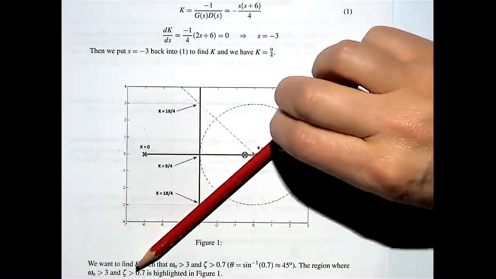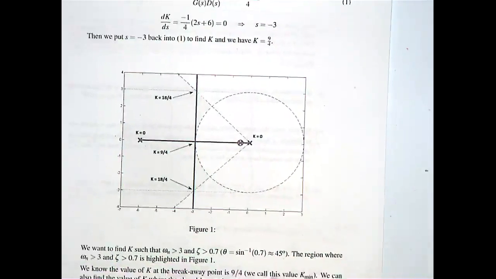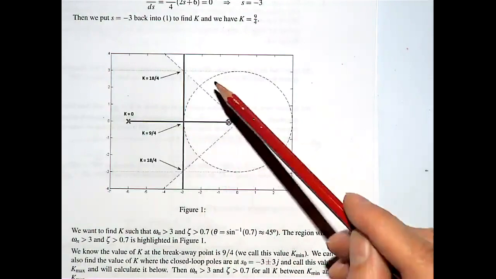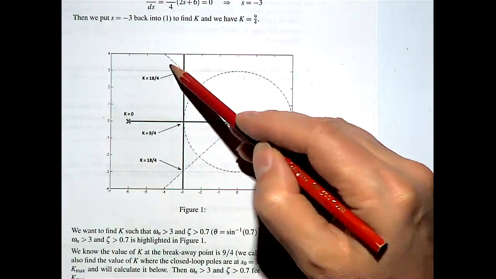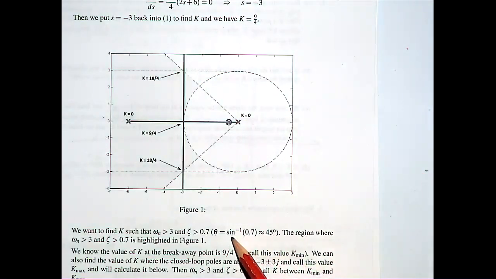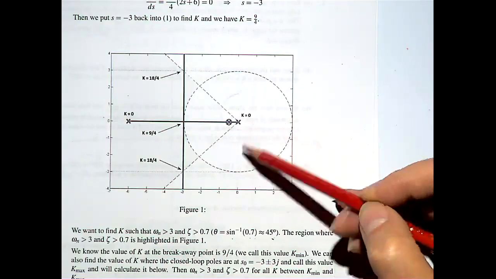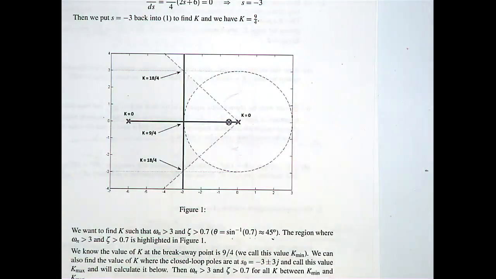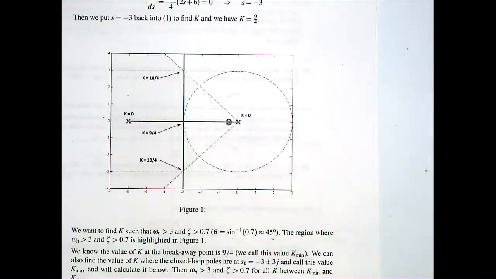And this slope of this line corresponds to the damping of 0.7. You can calculate that the angle between the imaginary axis and this line here should be arc sine inverse of 0.7. That's roughly 45 degrees, right? So this angle here is roughly 45 degrees. Also, this angle here is 45 degrees, it's symmetric. So now, the shaded region is where we should be to satisfy the specifications that you are given.